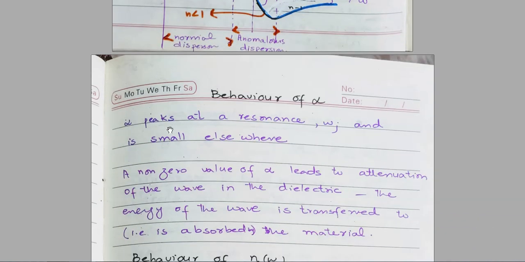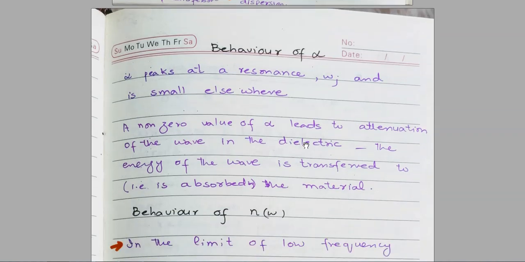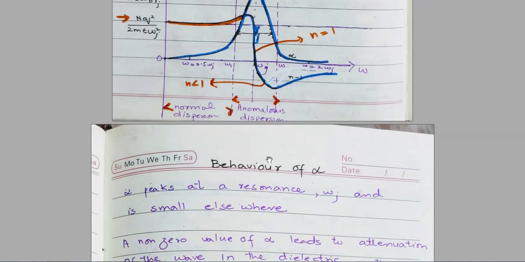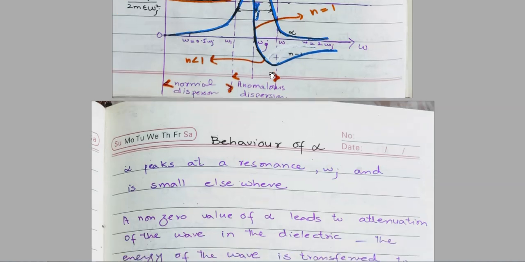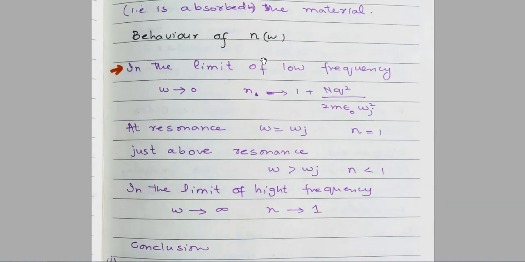Behavior of alpha: alpha peaks at resonance omega j and is small elsewhere. A non-zero value of alpha leads to attenuation of the wave in the dielectric. The energy of the wave is transferred to the material. In anomalous dispersion, the different behavior of the refractive index n and alpha is due to the attenuation of the wave, and attenuation happens when the wave is absorbed by the material through which it is passing. I have already discussed the behavior of the refractive index in the graph.